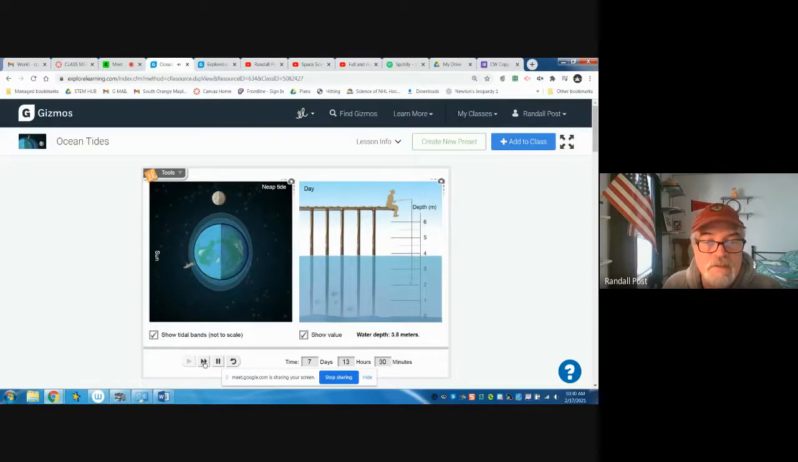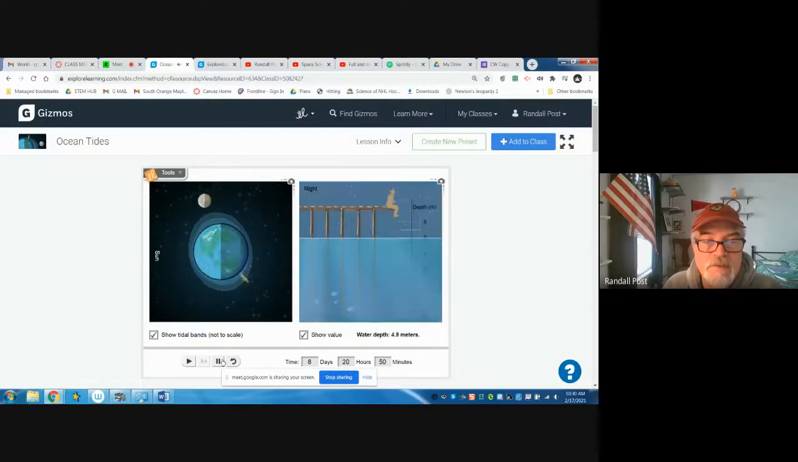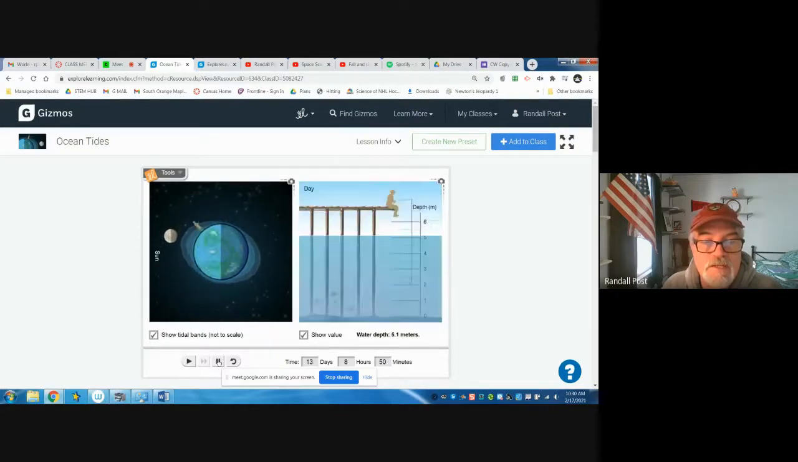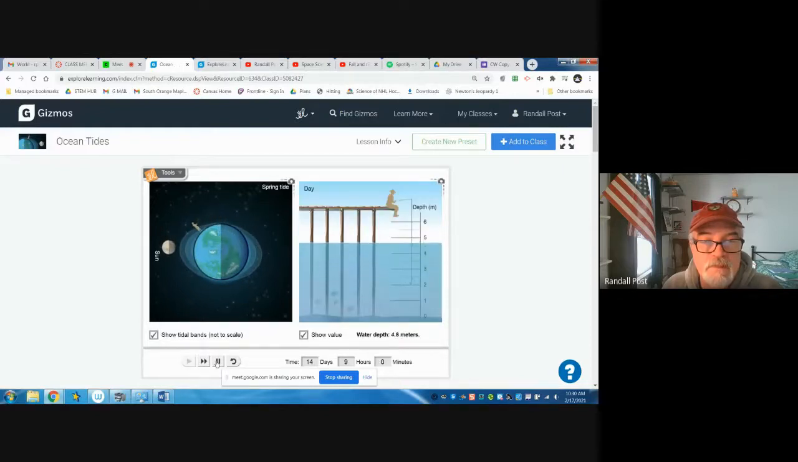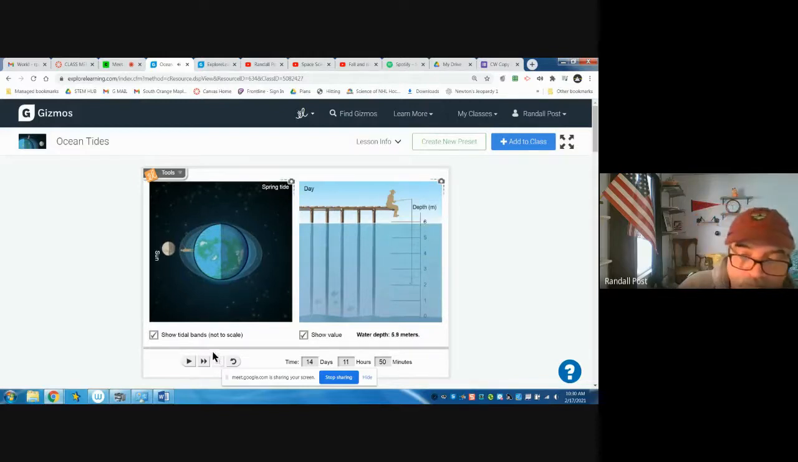And we speed up and pause when it's lined up. And boom. Notice we are at the spring tide. This is when the moon is lined up with the sun and the water is springing as close as it can get to the moon. What's our depth? 5.9. Okay, that's much deeper than the 5.1 during the neap tide.